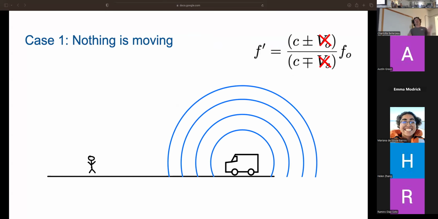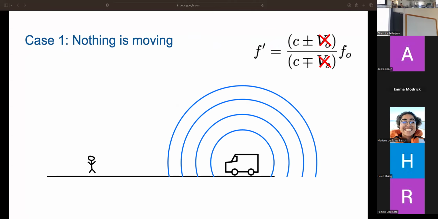So case one, nothing's moving. So V naught and V source are equal to 0. If our beautiful ambulance right here makes a noise, it's just going to radiate out spherically like this. The distance between these wavefronts is going to be the same. Nothing changes. It's all going to sound exactly how it comes from the source.